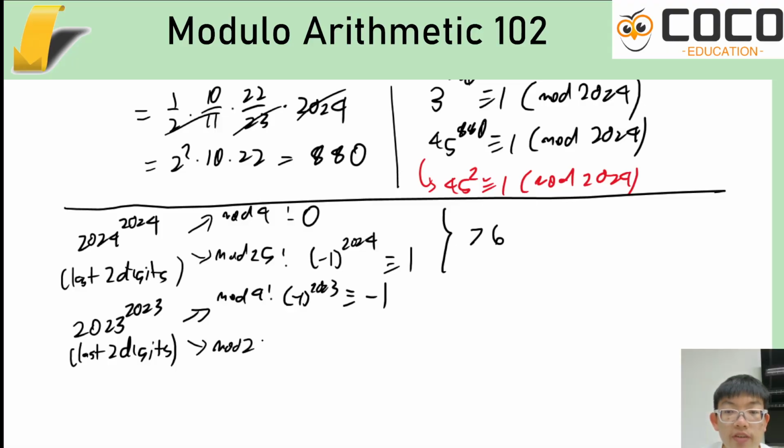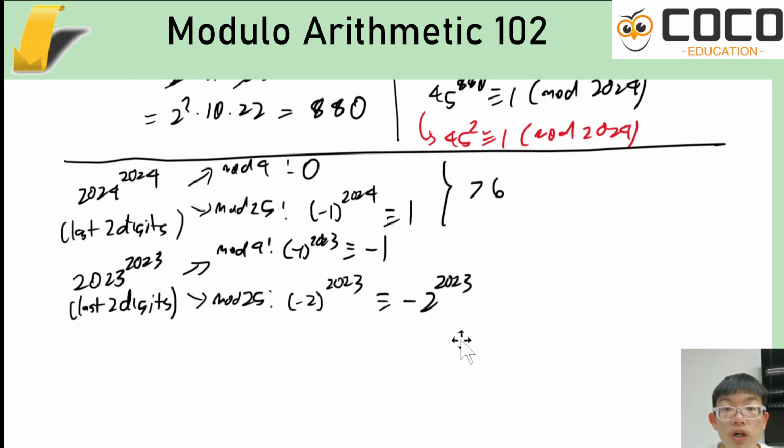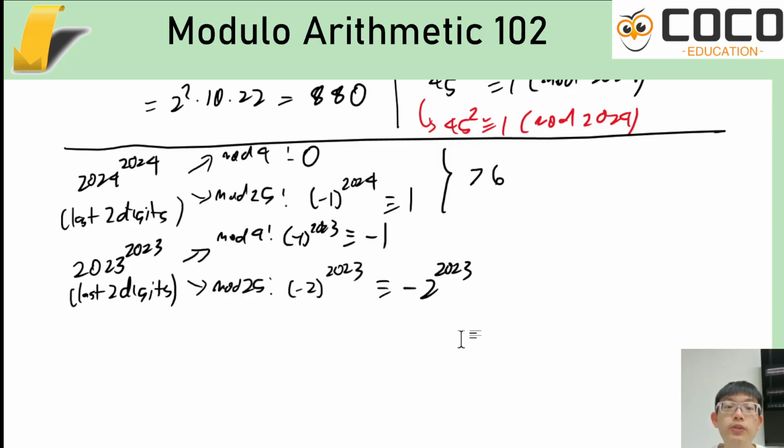The mod 25, however, would hit a roadblock because 2023, the best you can reduce it to is negative 2, which, of course, you can take out the negative. But then what is 2 to the power of 2023 mod 25? Well, Euler's theorem is going to tell us that 2 to the power of phi of 25 is 1 mod 25.